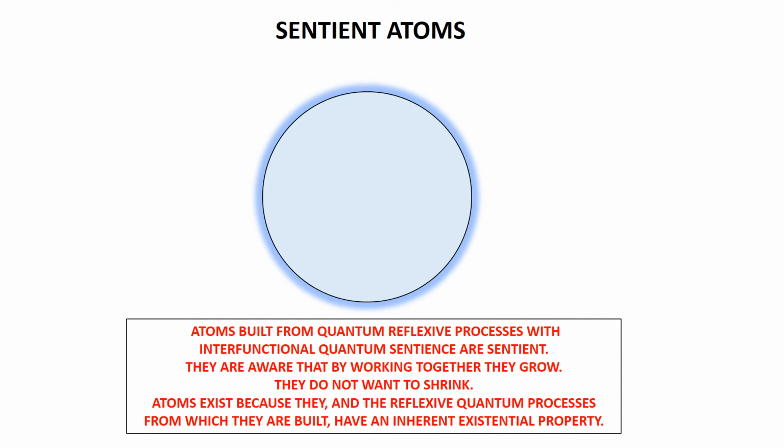Atoms exist because they and the reflexive quantum processes from which they are built have an inherent existential property. Atoms built from quantum reflexive processes are much more than atoms built from particles. They are sentient. Before investigating what we can build with sentient atoms, it will be interesting to look at the relationship between atoms and light.